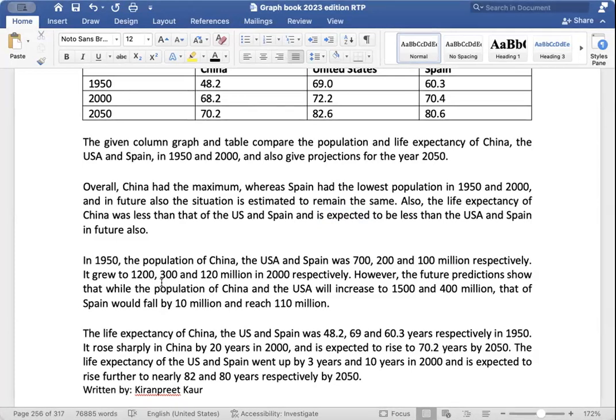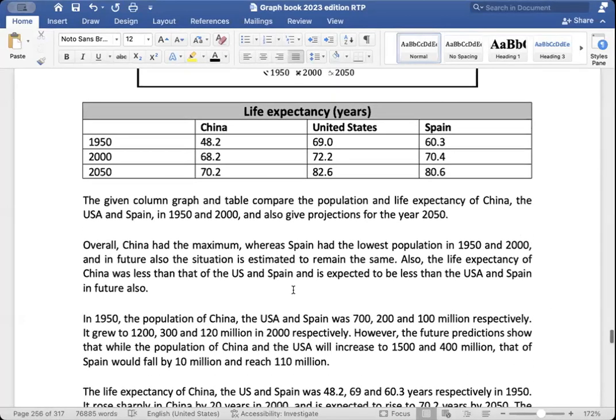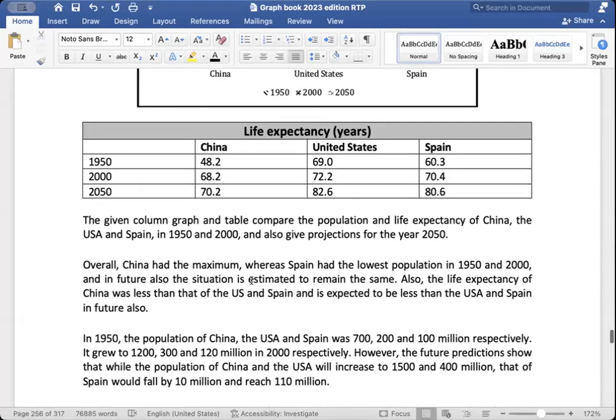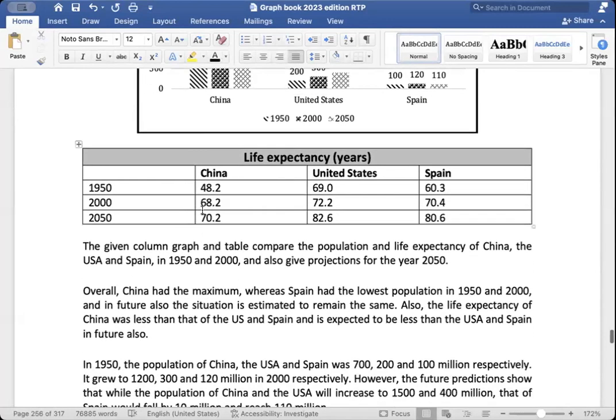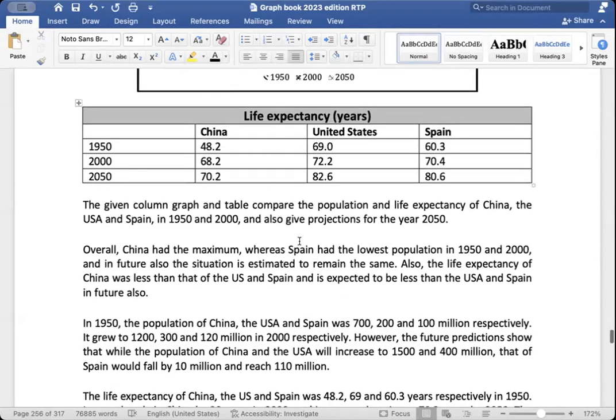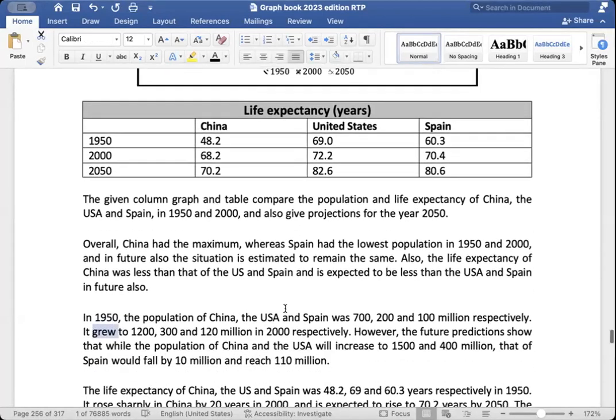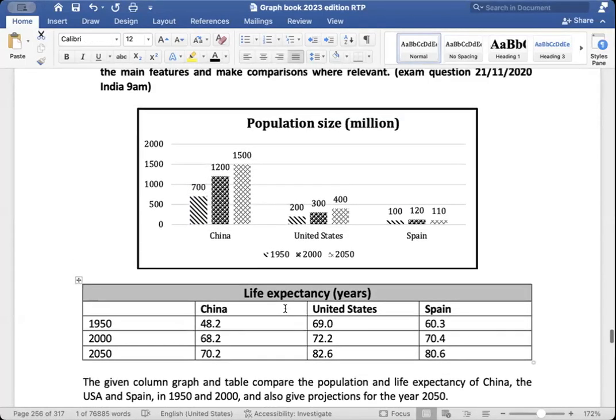It grew to 1200, 300 and 120 million in 2000 respectively. So it grew to what? 1200, 300 and 120 million in 2000 respectively, right? However, see, we are talking of only the year 1950 and then we are talking of the year 2000. That is why I'm using the past tense. Is it clear?